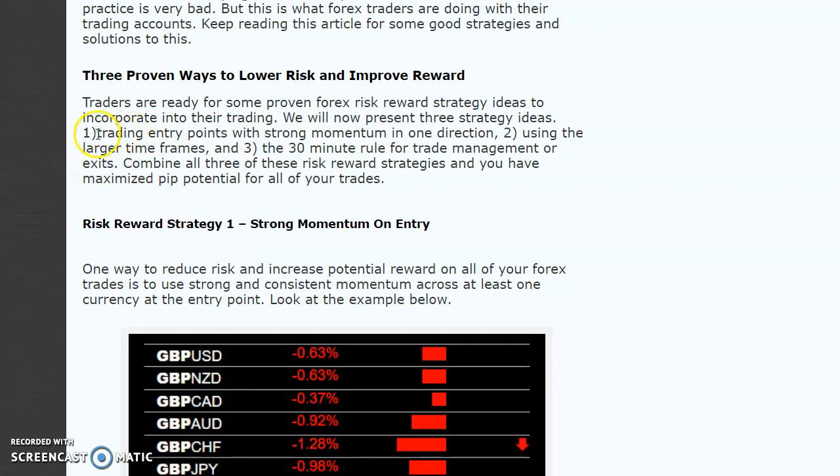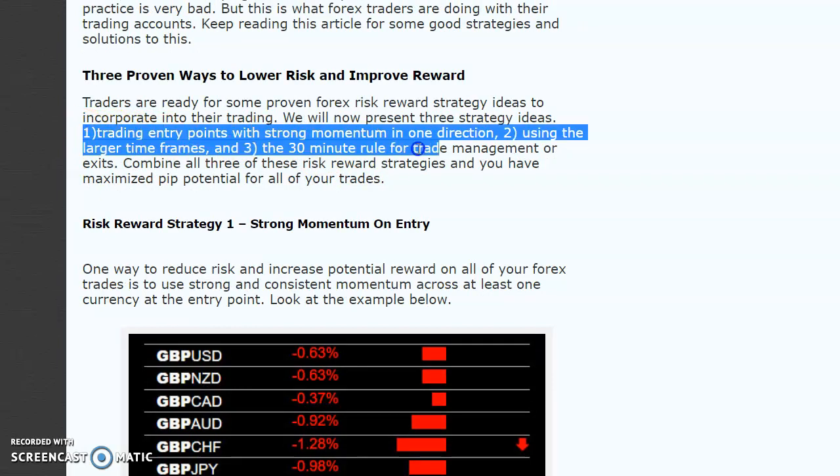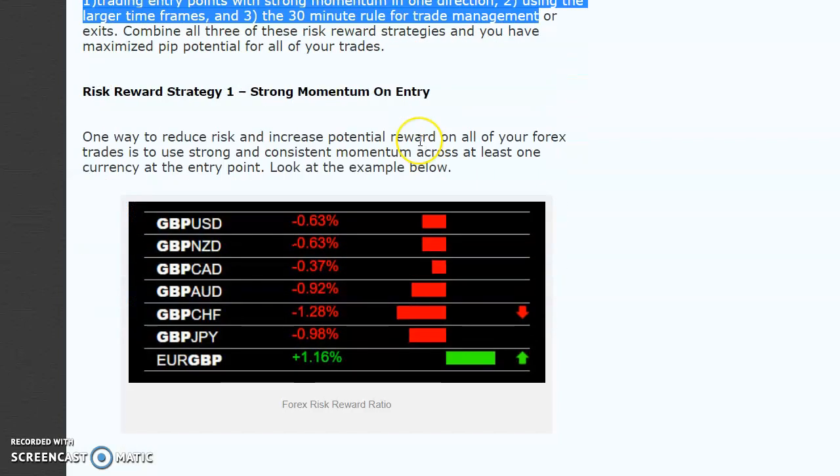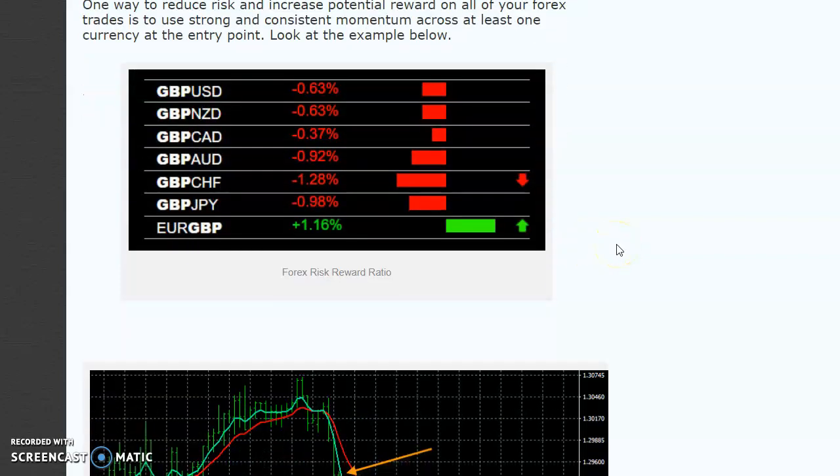We have 3 rules we're going to give you for minimizing your risk and maximizing your reward on every trade. When you buy or sell a pair, you want to get into positive pips quickly, just within a few minutes if possible. And here's how you can do it. This is strategy number 1: only enter trades that have strong momentum on entry.